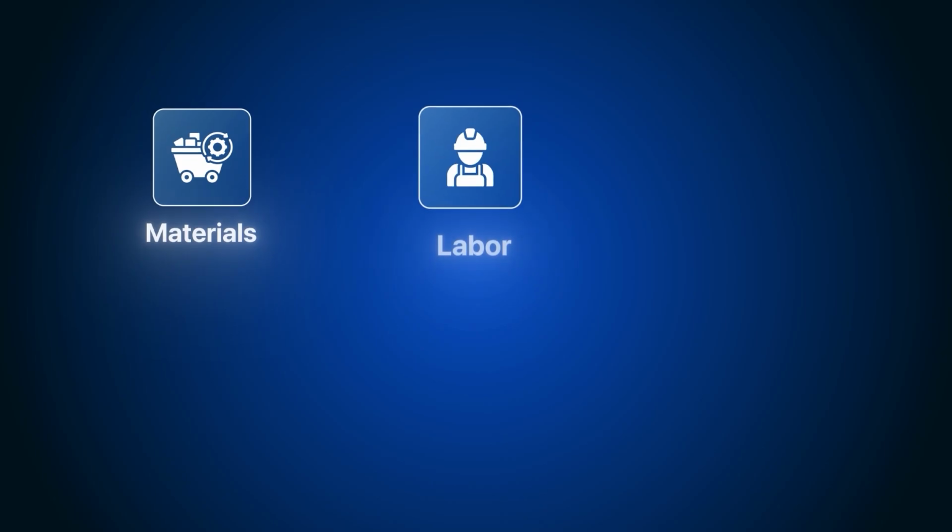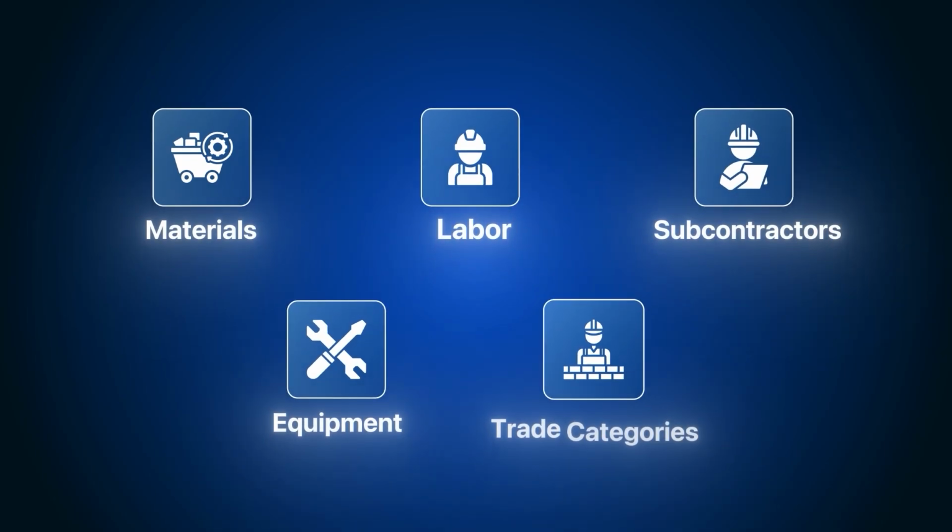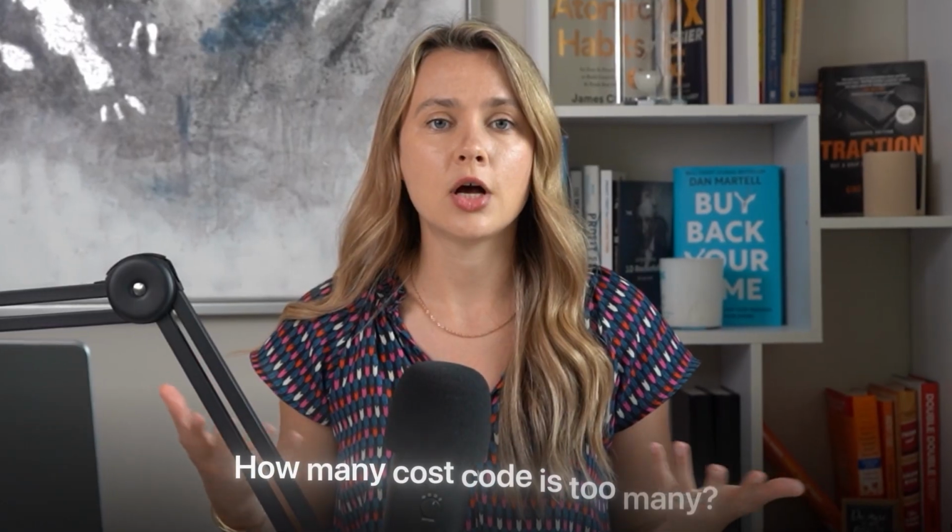For most smaller contractors, you really only need materials, labor, subcontractors, equipment, and a handful of trade-specific categories. That's it. A focused list that stays manageable is going to serve you far better than a comprehensive list that nobody maintains. So how many cost codes is too many?